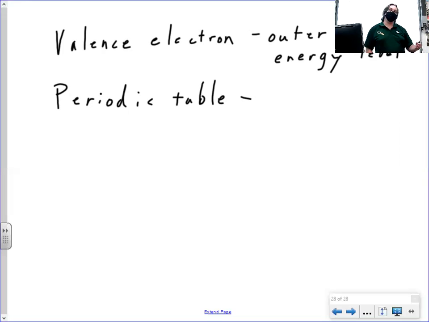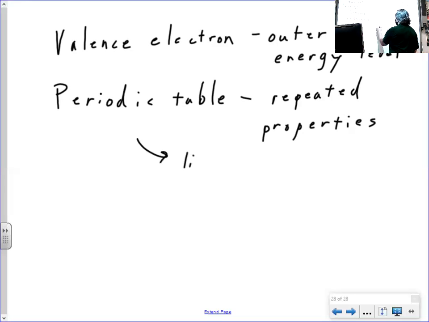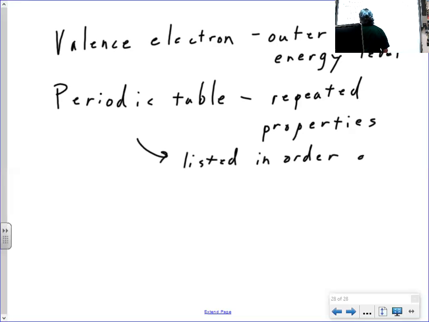So the periodic table is all about repeated properties, properties that repeat, and that's due to their valence electrons. It's in order of what? What is the atomic number? Listed in order of atomic number.